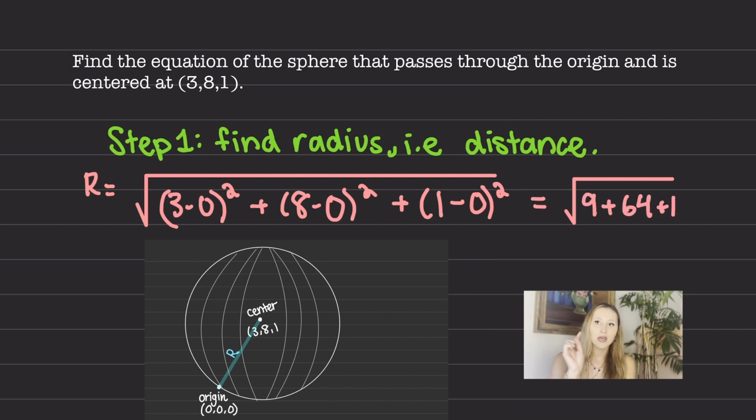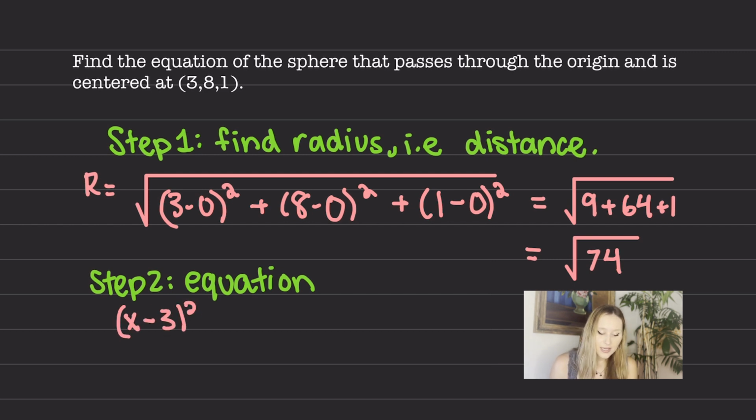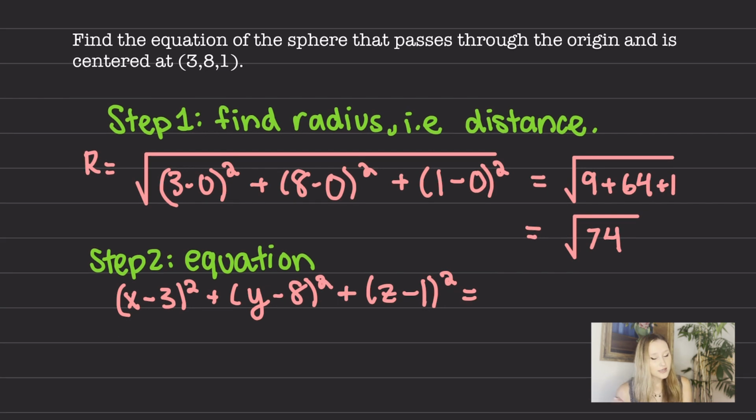If we're passing through a certain point, we know that the distance from that point to the center represents the radius. So I'm going to take the distance here. I get the square root of 74. And so now that we know the center and the radius, we can just write the equation. So the equation would be (x minus 3) squared plus (y minus 8) squared plus (z minus 1) squared, and that represents the center of the sphere. And then all of that would be equal to the radius squared.